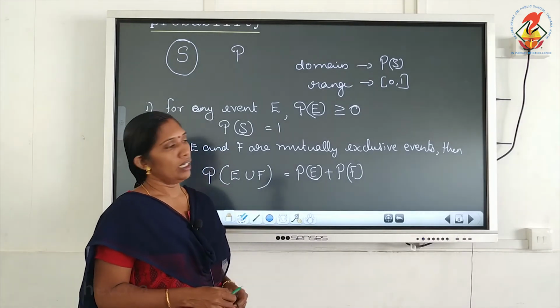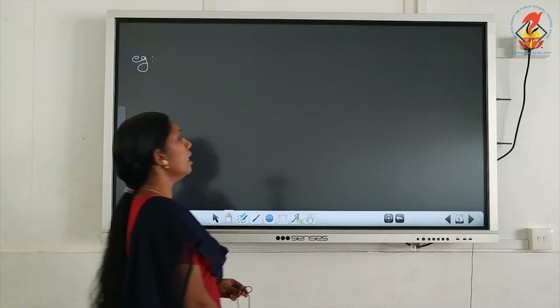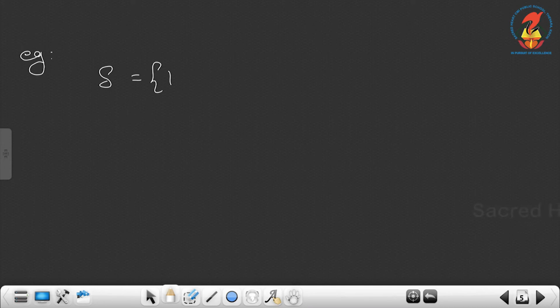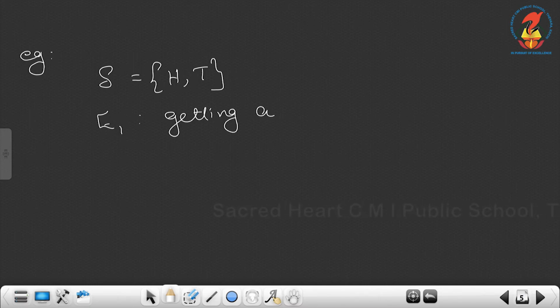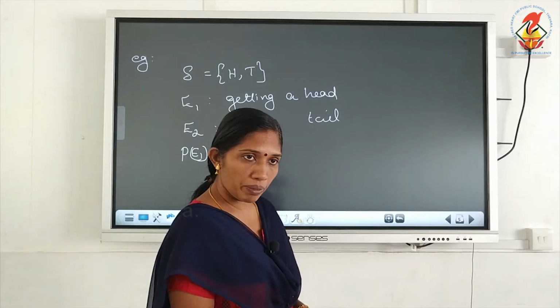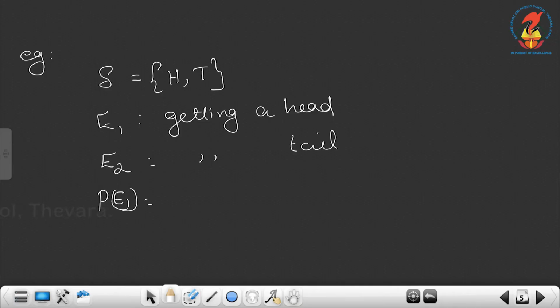And if E and F are mutually exclusive events, P of E union F is equal to P of E plus P of F. For example, if we consider tossing a coin, the sample space S is equal to H comma T, only 2 outcomes. Let E1 be the event getting a head. Then E2 be another event getting a tail. Okay, so what is P of E1? Getting a head. Probability is defined as number of favorable outcomes by total outcomes. So H means only 1 out of 2. P of E2, tail, 1 tail out of 2.